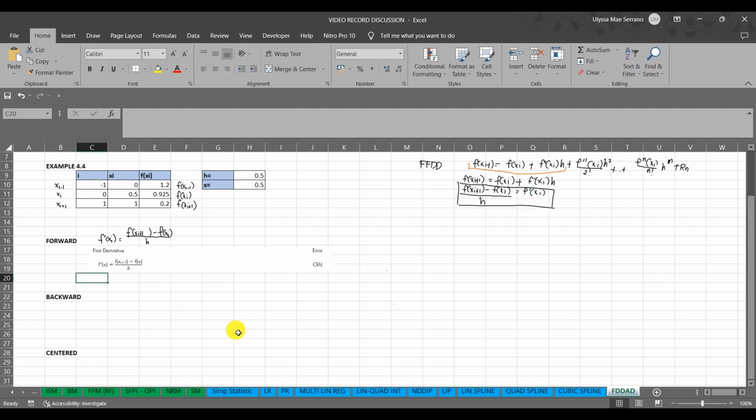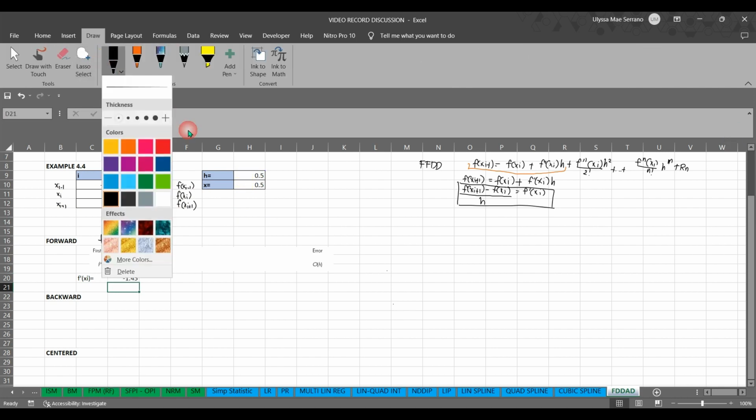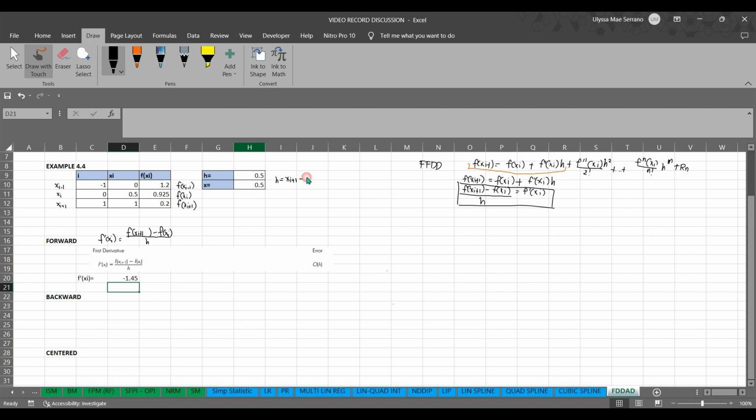So we will now be able to find the first derivative of the function of x, wherein x is equal to 0.5, applying forward finite divided difference for the first derivative only. So it will be the first derivative at x sub i equals the function of x sub i plus 1 minus the function of x sub i, all over the value of h. We all know h can also be represented as x sub i plus 1 minus x sub i. So we will be able to find the value of negative 1.45.